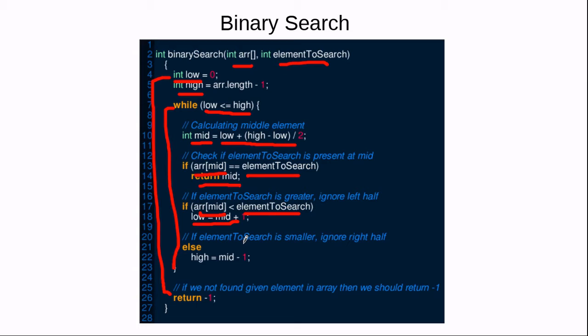The third case is that the element at the mid may be greater than the element that we want to search. In such a case, from the mid to the last, all the elements will be greater than the element that we want to search. So we have to move the high pointer to mid minus 1. And at last, if we don't find our element in this array, then we just return -1.